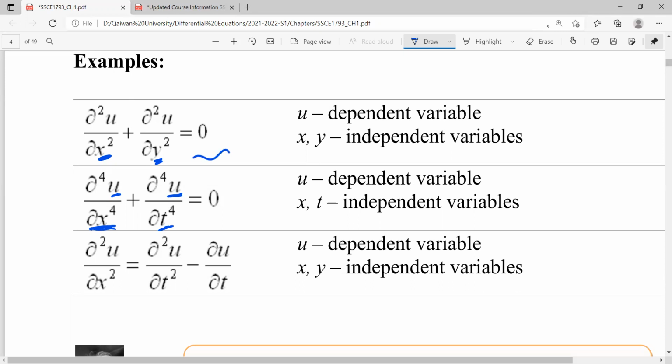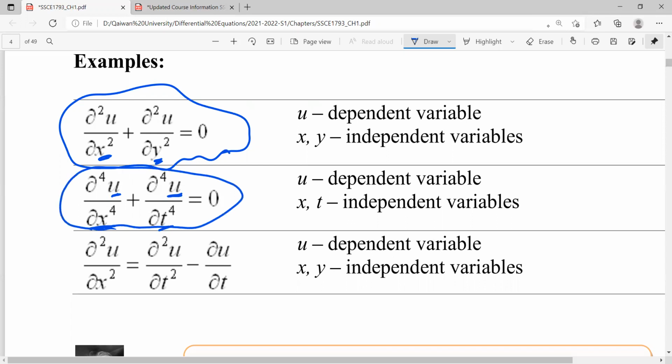For the first one, what's the order of this partial differential equation? Order is the highest derivative. In both terms, you have the second partial derivative. That means the order of this partial differential equation is 2. And for the second one, the order is 4. And for the last one, the dependent variable is u, and the independent variables are x and t. Okay, and here the order of this partial differential equation is 2.